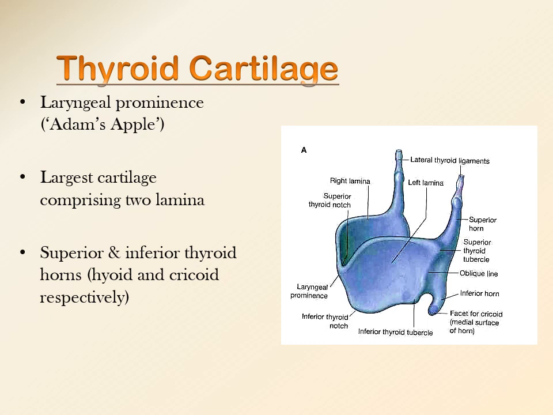بالإضافة إلى اللامina, thyroid cartilage has superior horn that attached with the lateral thyroid ligament. Lateral thyroid ligament connect the thyroid cartilage with the hyoid bone, and inferior horn that attached with the cricoid cartilage اللي هو lowest cartilage of the larynx.